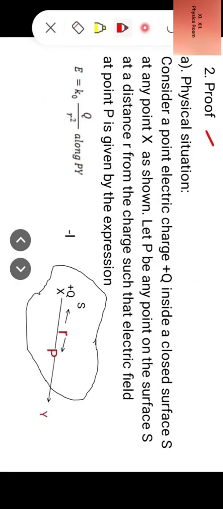Now, proof of Gauss law. A part, physical situation. We develop the physical situation. Consider a point electric charge +Q inside a closed surface S at any point X as shown in the diagram. Let P be any point on the surface S at a distance r from the charge such that the electric field at P is given by the expression E is equal to K0 Q by r square and along XP. Direction is along XP. Let us mark it as equation 1.